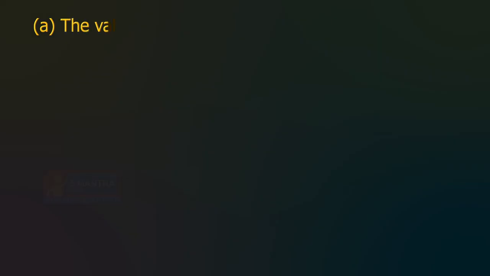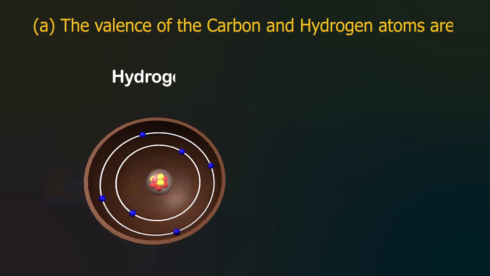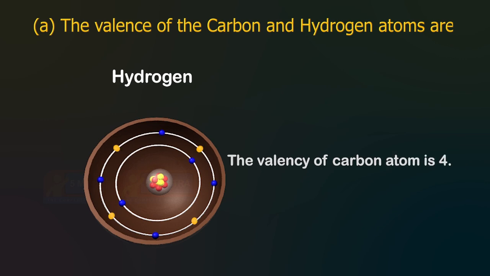A. Valence of carbon and hydrogen atoms are: in the outermost shell of the carbon, there are 4 electrons. To get octet electronic configuration, it requires 4 electrons. So, the valency of carbon atom is 4.